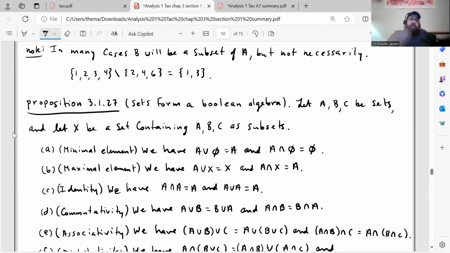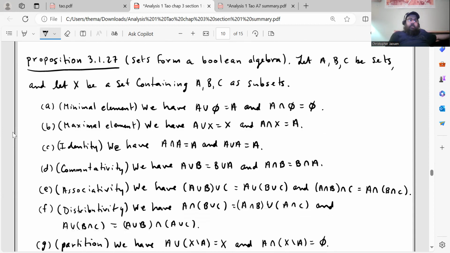Right, another proposition whose proof he leaves for the reader to do in the exercise set, but we'll read out the different parts to it. So this is proposition 3.1.27. Sets form what's called a Boolean algebra. Let A, B, and C be sets, and let X be a set containing A, B, C as subsets. So X is sort of like a universal set, and the sets A, B, and C are just general subsets of the universal set.